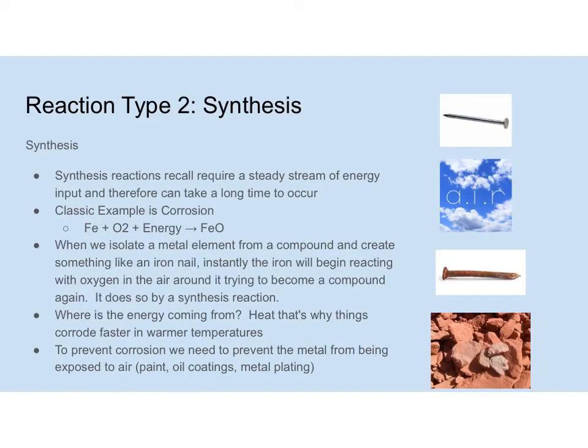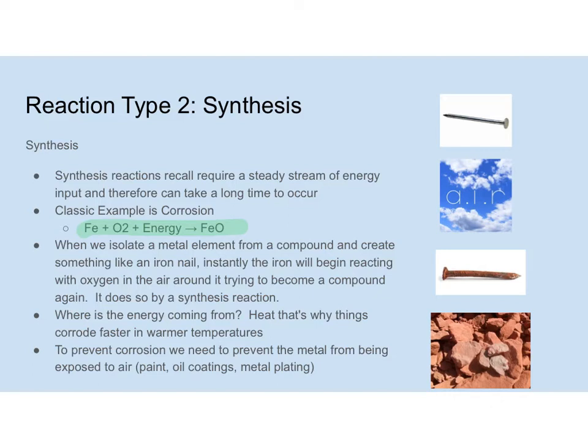The next type is synthesis. Synthesis reactions all require a steady stream of energy and input, and therefore can take a long time to occur. Usually a lot of synthesis reactions are not rapid, but rather a gradual reaction. The one that we're going to specifically talk about is corrosion. The idea is iron reacting with oxygen with a little bit of energy to form iron oxide.